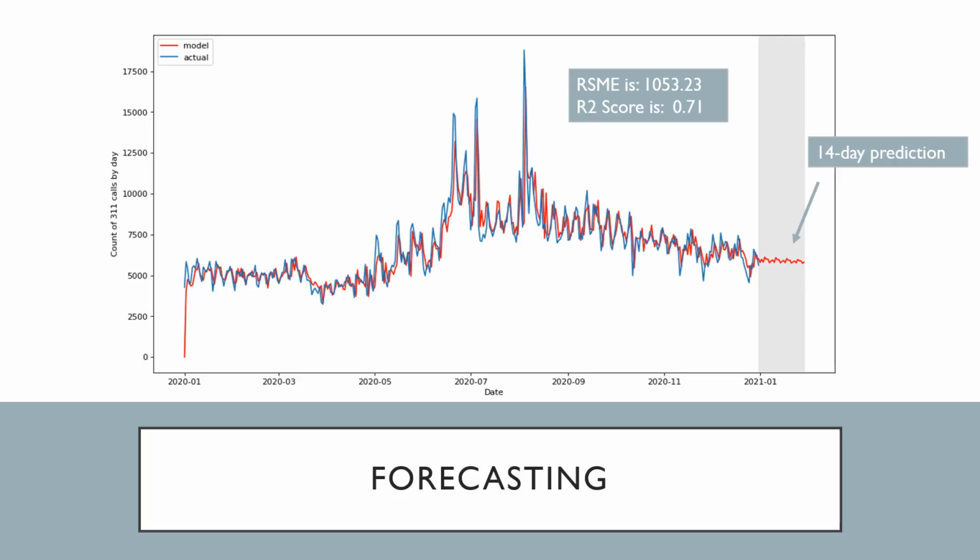I calculated the root mean square error, RMSE, of these two lines as well as the R squared. Our R squared value of 0.71 is fairly high, especially for a forecast. It's worth mentioning that this score is based on a model trained on itself. The model generated the red line on the right, highlighted by the gray bar, which is a 14-day forecast for no actual data.